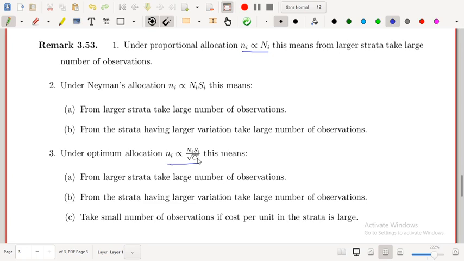So this is in the denominator. So take a small number of observations. If Ci is more then ni will decrease. So this means take a small number of observations if the cost per unit in the ith strata is more. So if the cost is more then reduce your sample size.